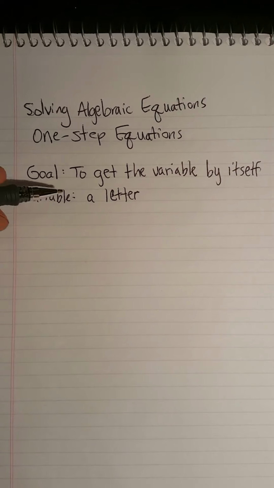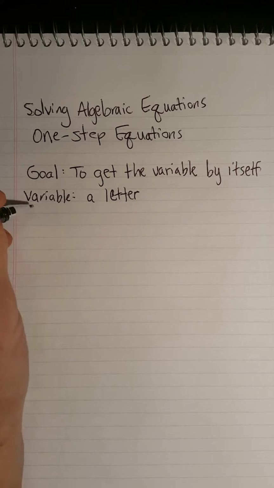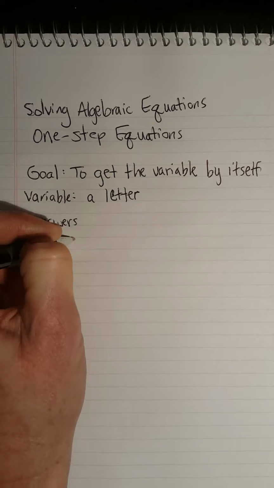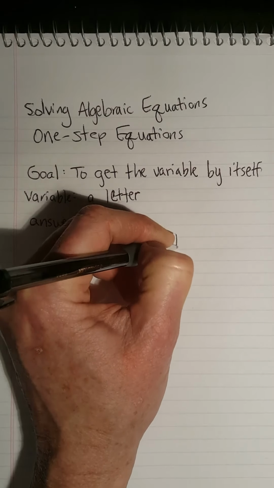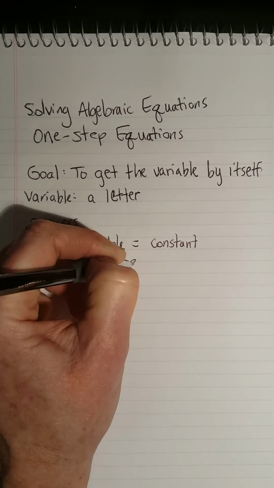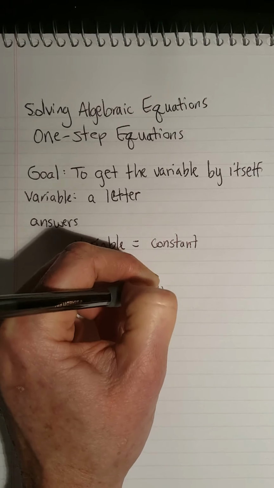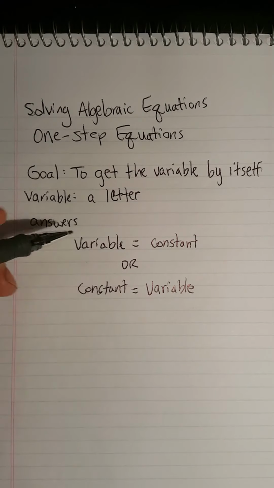But what you're trying to do in a one-step equation is determine what value makes an equation true when you have a missing piece, basically. So it's kind of like a puzzle. All right, so answers for these are going to look like this: variable equals constant, or constant equals variable.